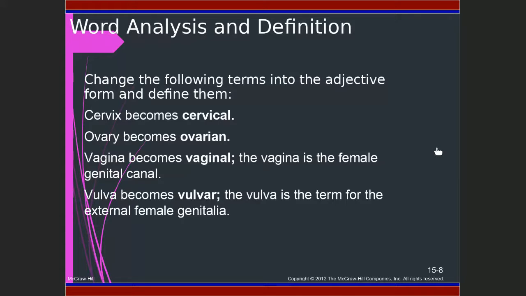The following words need to be changed to adjective form. Cervix becomes cervical, and you've probably heard of cervical cancer. The cervix is the neck of the uterus, okay? Ovary becomes ovarian. Vagina becomes vaginal. The vagina is a female genital canal. Vulva becomes vulvar, and vulva is a term for the external female genitalia.